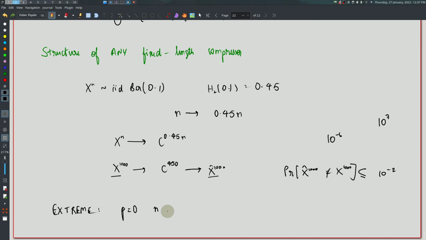So now, how many bits do you think you need in order to represent the source sequence? Remember, your goal is that the probability of error is small. Let's say 10 to the minus 5. In fact, you can make the probability of error equal to 0 in this case. So what does p equal to 0 mean? Exactly. Do you even need 1 bit?